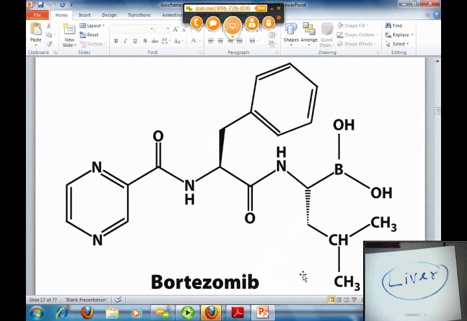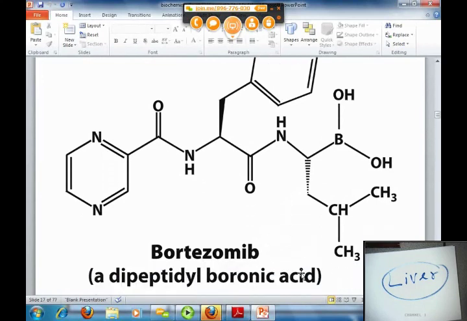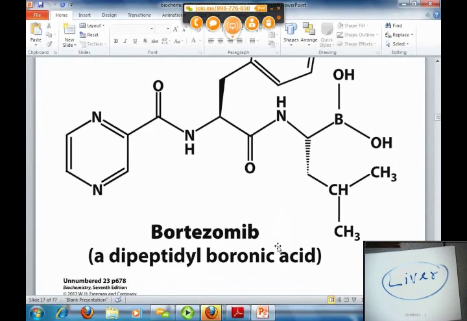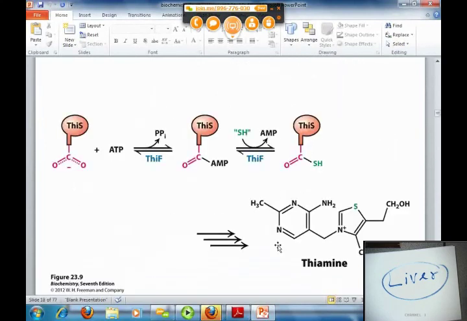This is called bortezomib, and everybody is talking about this drug as a miracle drug for cancer therapy. Not only that, it will act along with chemo as well, and it will also prevent chemo resistance. So that's the promising news about that particular drug.